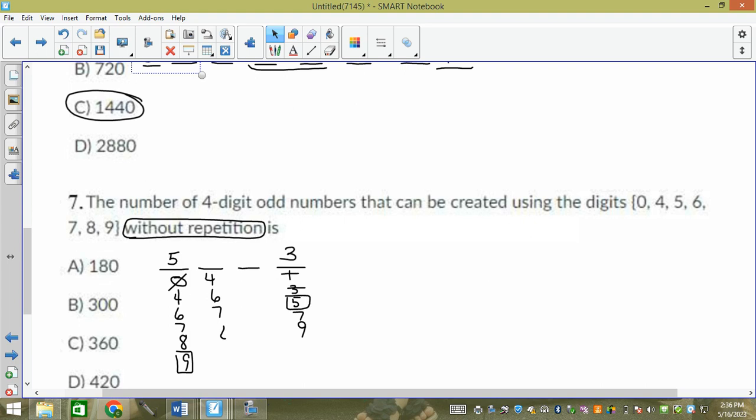That's it. I have to remember the 0 can actually be in that blank, right? 0 can be at the very back or it would be even. 0 can't be at the front or it wouldn't be a 4-digit. So I actually still have 5. And then 4, 6, 7, 8. 25 times 4 times 3, 300.